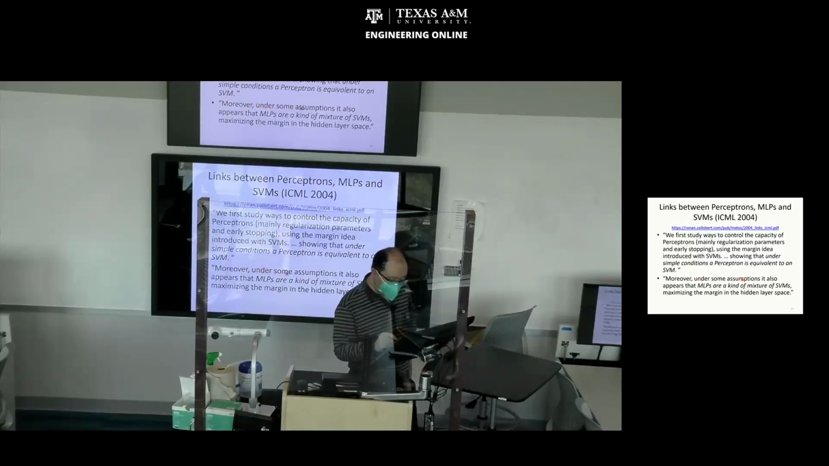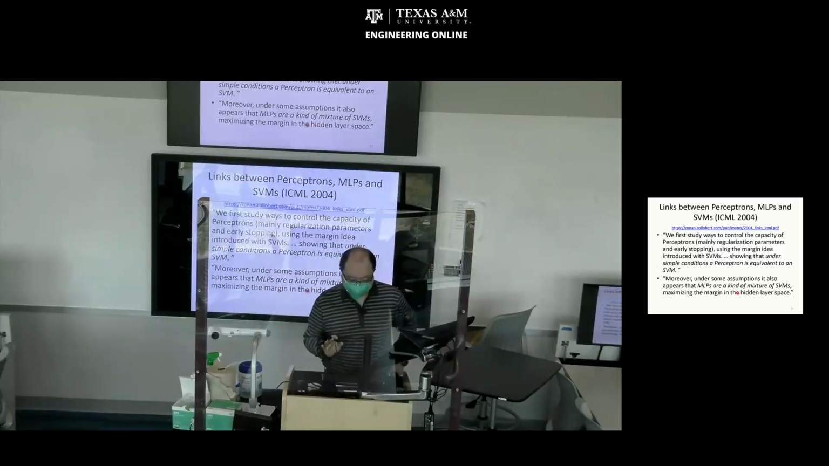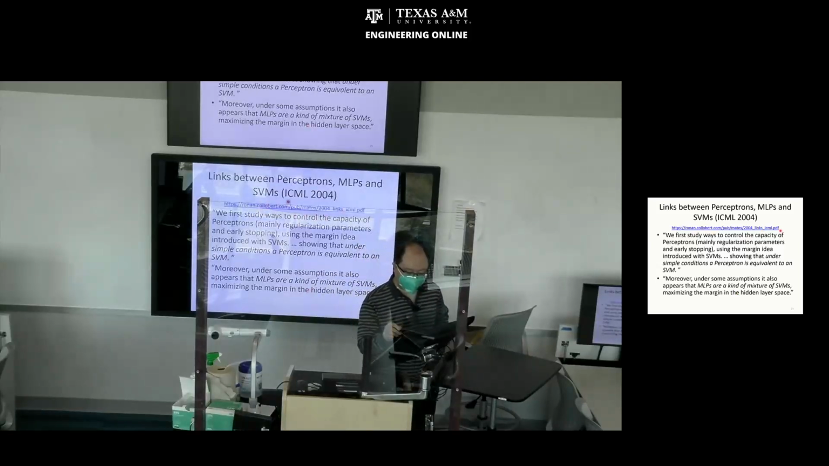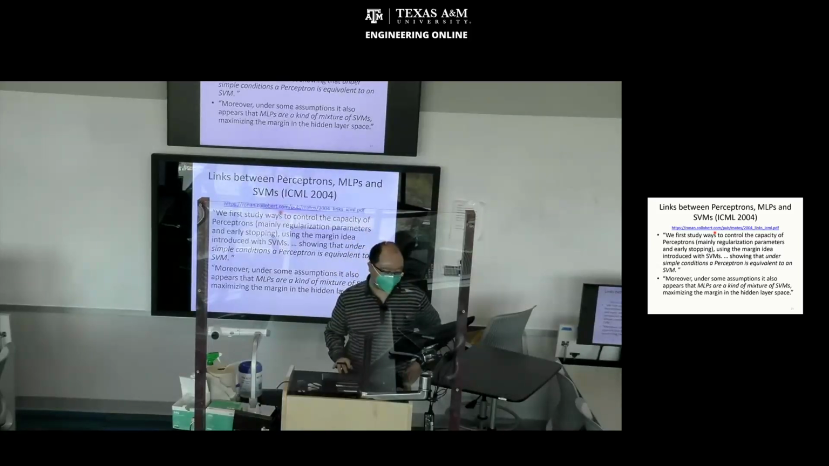Moreover, under some assumptions, it also appears that multi-layer perceptrons are a kind of mixture of support vector machines, maximizing the margin in the hidden layer space. Very nice results. So if you want to improve your understanding of support vector machines and MLPs and see the connection between them from a theoretical place, I strongly recommend you read this ICML paper. So these are the neural networks we have already learned, right?